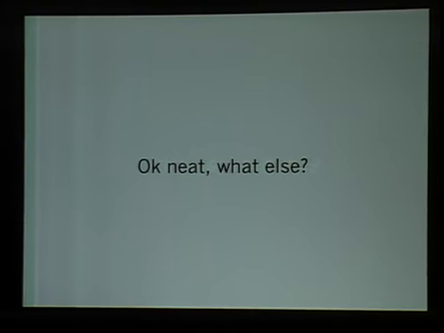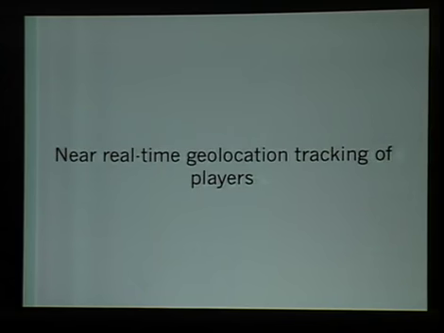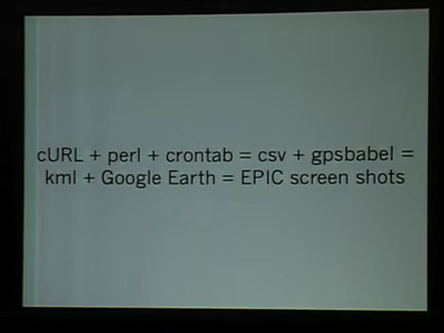So we've kind of identified a couple of people here, a couple of interesting players that work in interesting places. How about a near real-time geolocation tracking system for players? That'd be kind of cool. Well, what do we need to make that? A little bit of curl plus some Perl, some crontab, spits out a fantastic CSV file. You mash it through a little tool called GPS Babel, which converts GPS output from a wide array of things and spits it out into a KML file. Drop that into Google Earth, and it makes for just fantastic screenshots for your conference talk.